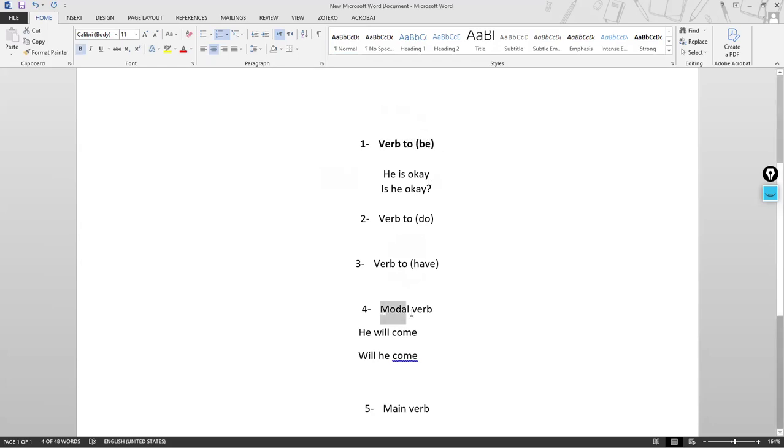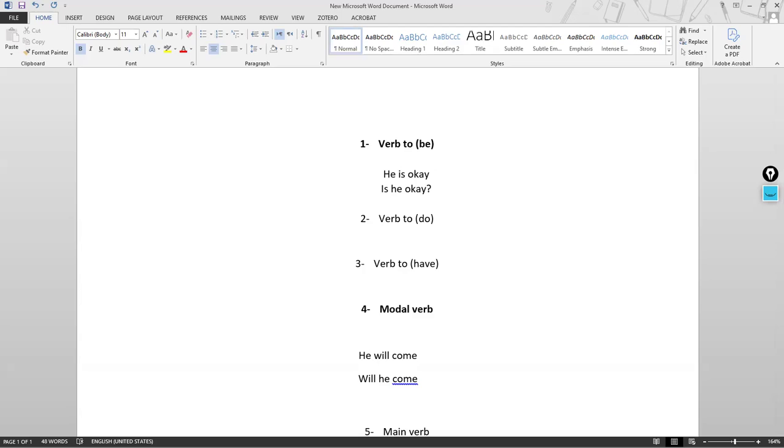But with all the rest of the kinds of verbs, I have to use verb to do. Modal verbs are the verbs that I have to use verb zero after them.